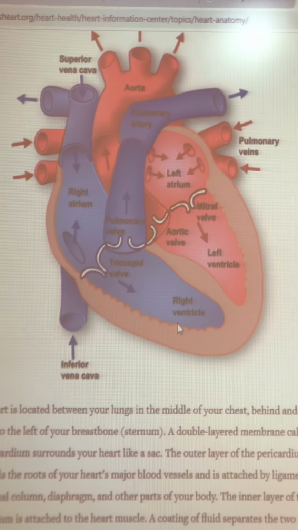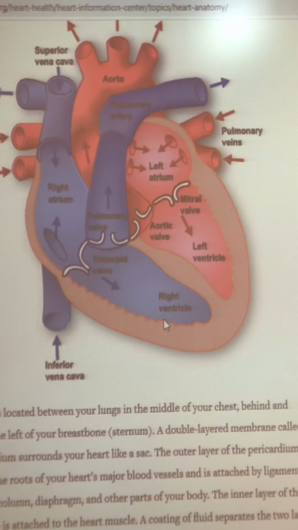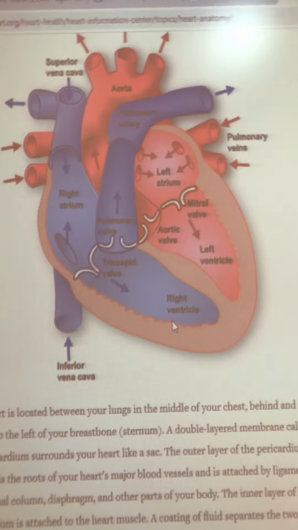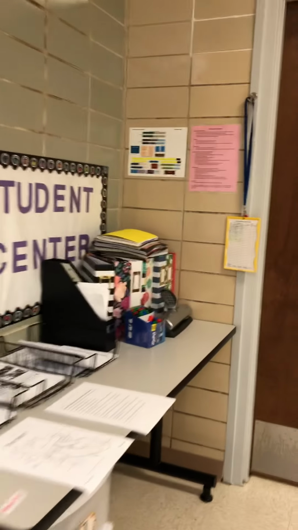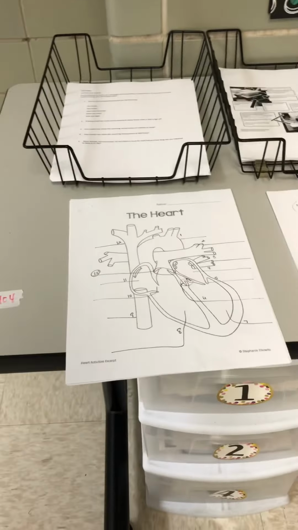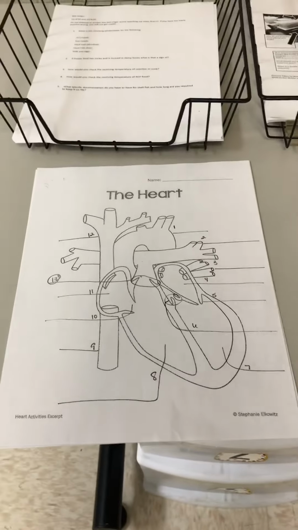Okay, so this is the anatomy of the heart. We did this on Monday and Tuesday. We labeled the heart, and this is what you need to be focusing on and studying. I'm going to walk around the classroom, right? So if you see over here, if you would have been in class, this is Wednesday and Thursday stuff. We've been labeling the heart. So when I say label the heart, this is what you need to be focused on.